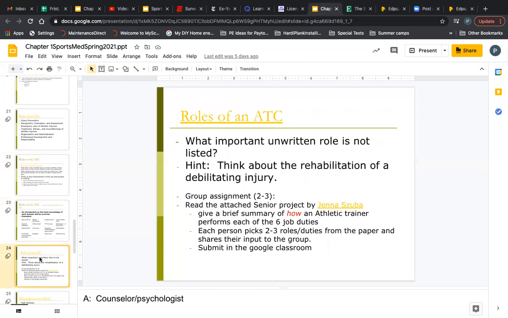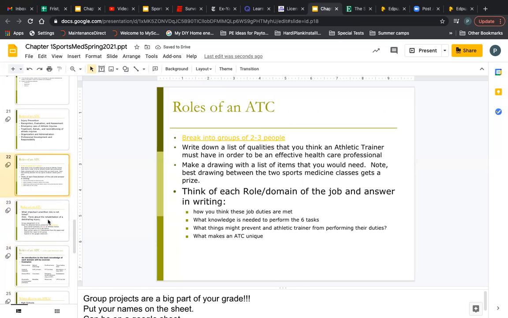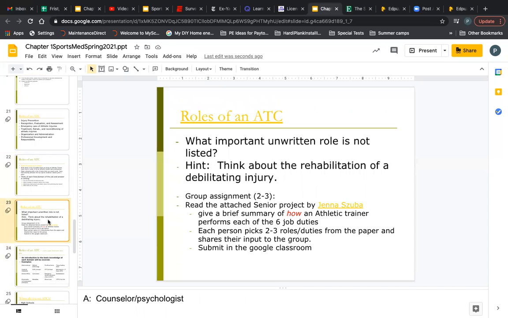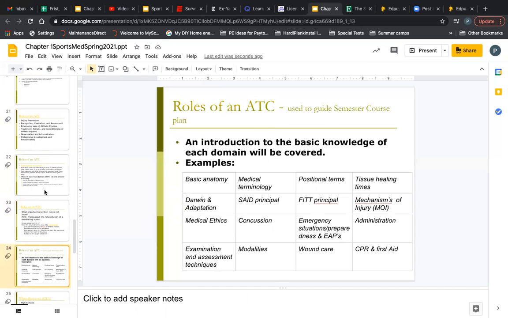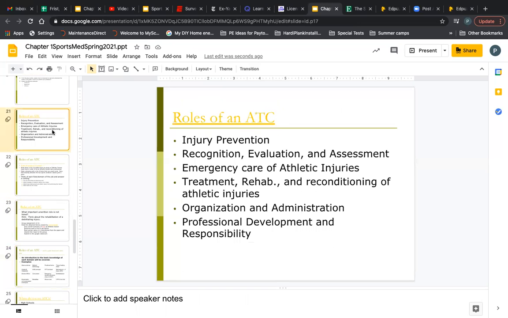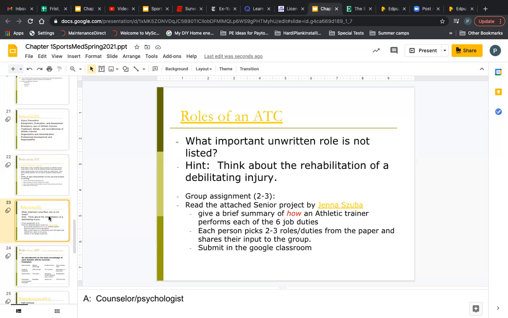And this should be, here it is. And I think this slide should be here. So then we'll do this. Yep, this slide here. So what important unwritten rule is not listed up here before we get to the Jennifer Zuba article? So up here, in slide 21, out of all these 6 domains that the NATA basically has set in place, what our job roles are as an athletic trainer, what important unwritten rule is not listed?